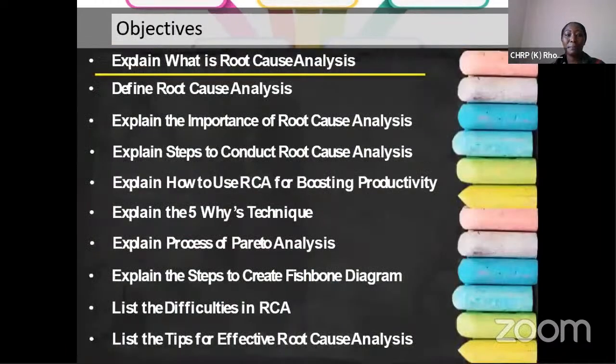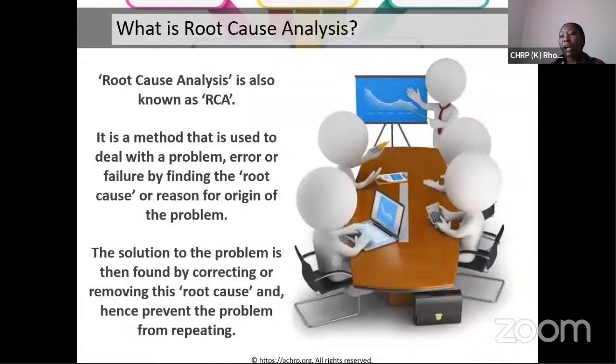But now let's go to the meaning. We will interchangeably use root cause analysis with RCA, which is just the abbreviation of root cause analysis when we are referring to it. In terms of the definition and what we have seen in our case study, it is simply a method used to deal with problems, errors and failures by finding the root cause, or the reason for the origin of our problem. The solution is then found by correcting or removing the root cause so that we can prevent it from recurring.